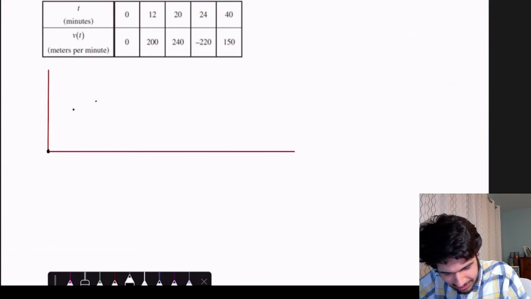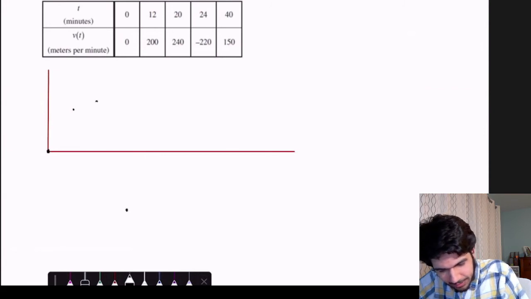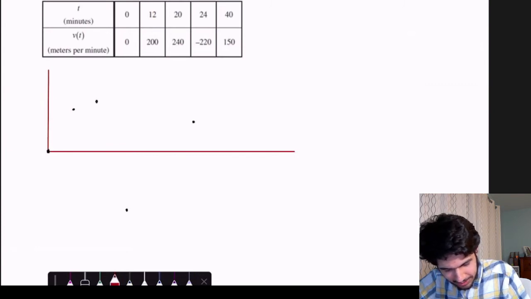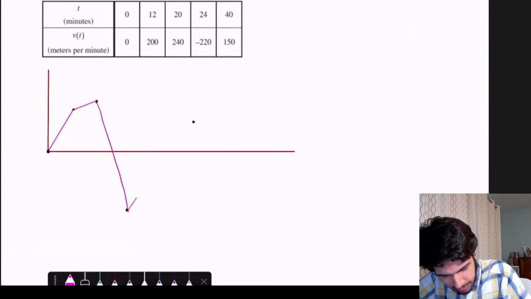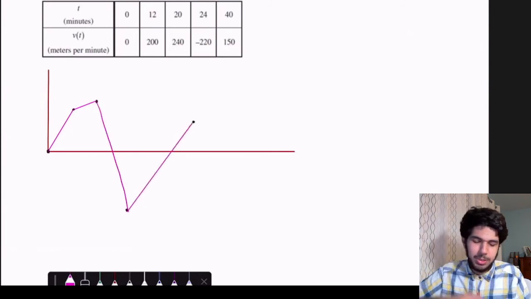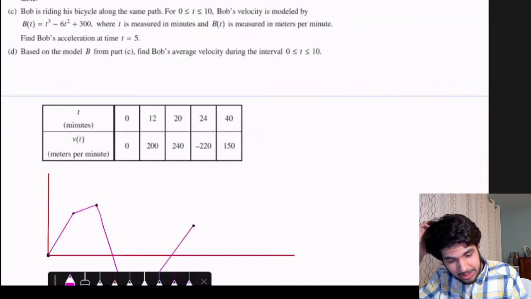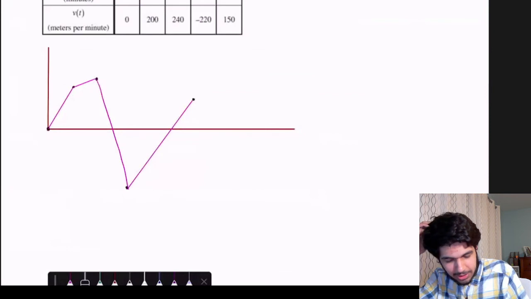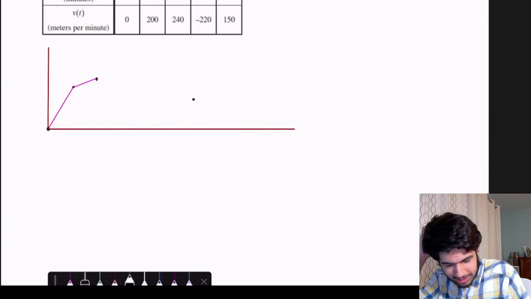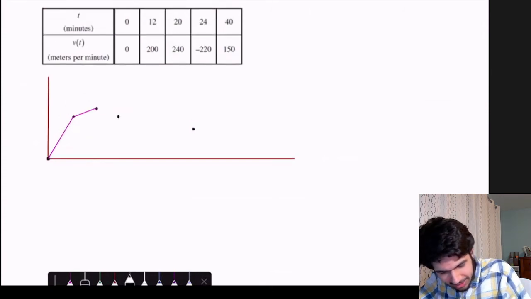(24, negative 220) is down here. And then (40, 150) is like here. Right, so that's sort of like what the graph will look like. I guess I'll connect them with lines just to make it look decent. And then we're trying to use a right Riemann sum for this. But the important thing is we're trying to calculate the absolute value of v(t). So this data point down here, we have to make that positive because we're taking the absolute value. So let's change that up a little bit. That'll come down here. And now let's just redraw our lines.